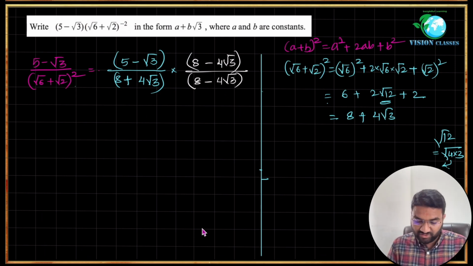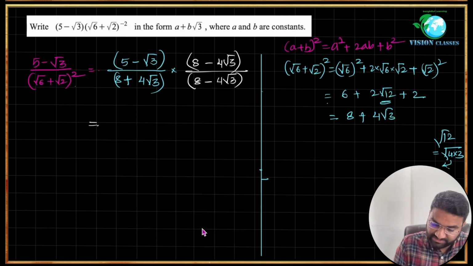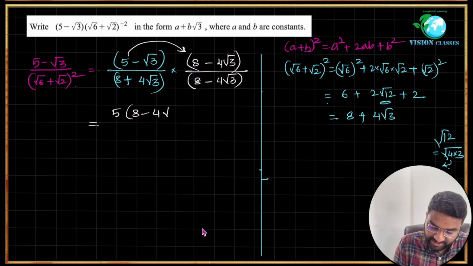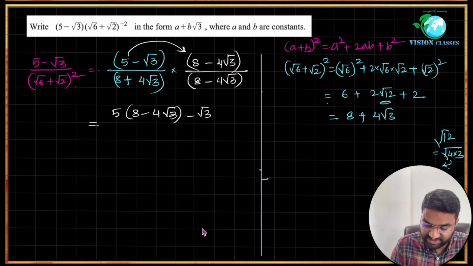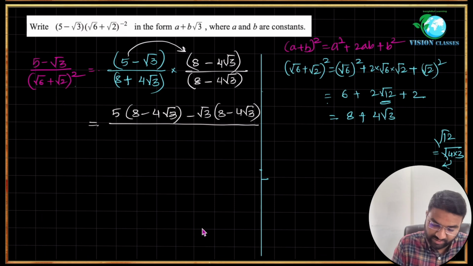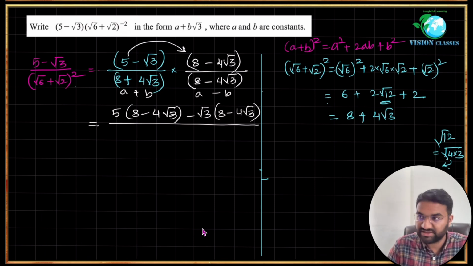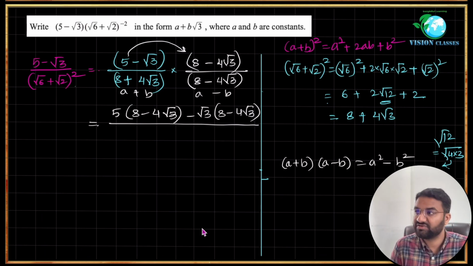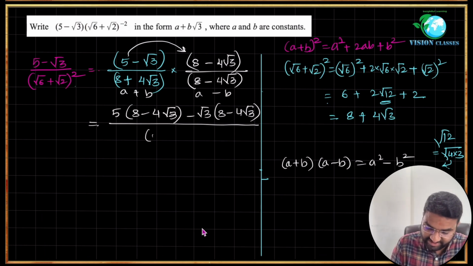Okay, all right. So here again you have to simplify this whole thing. You have 5 times 8 minus 4 root 3, times minus root 3 times 8 minus 4 root 3, upon, now a plus b and a minus b. So we have another formula, that is a plus b and a minus b, which is a square minus b square. You can use this one here, meaning 8 bracket square minus 4 root 3 bracket square.